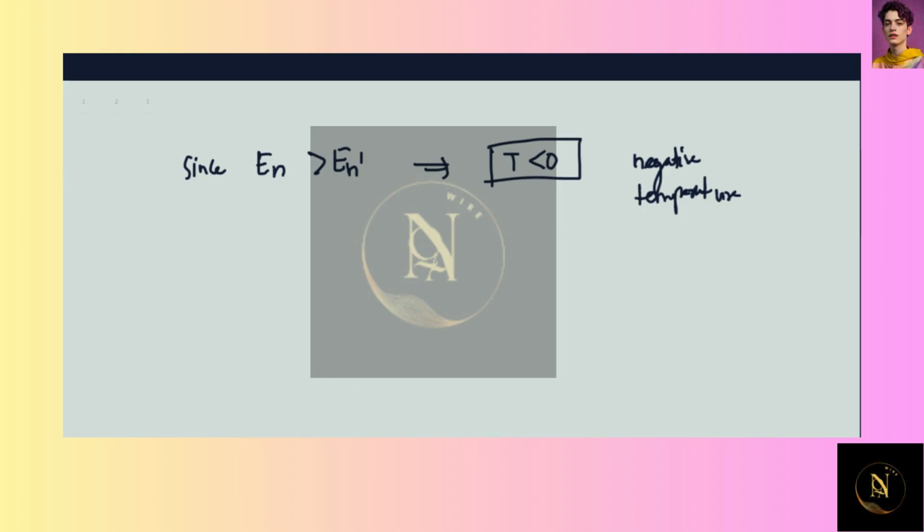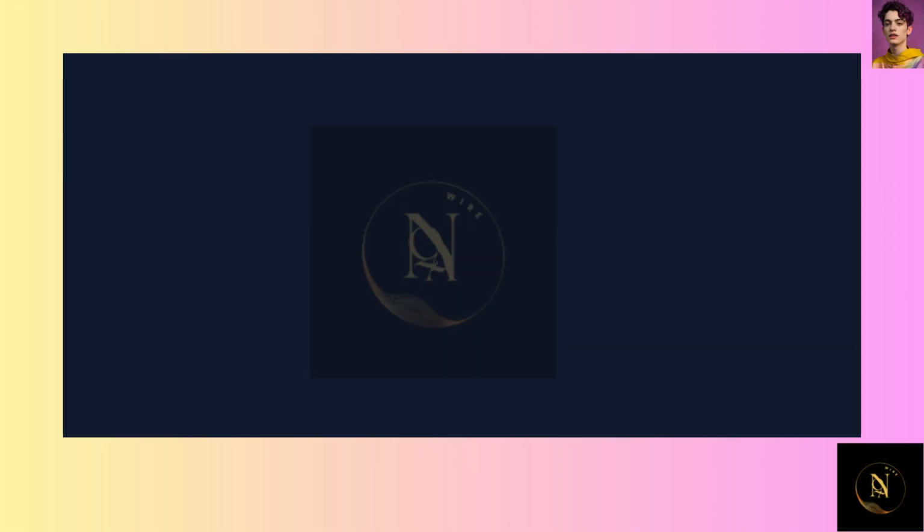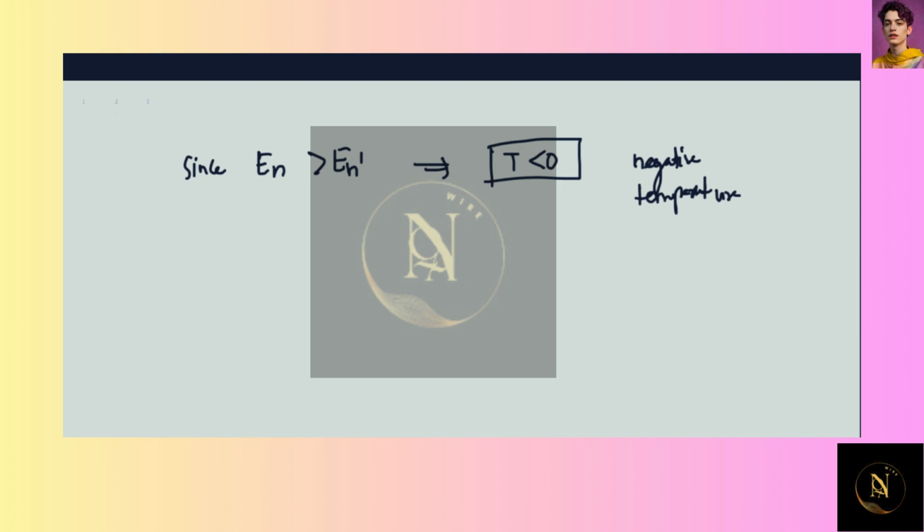Now this does not contradict the idea that negative temperature cannot be reached, because when we consider the Boltzmann distribution, we basically consider a system which is in thermal equilibrium, whereas in an inverted population state, the system is not in thermal equilibrium.